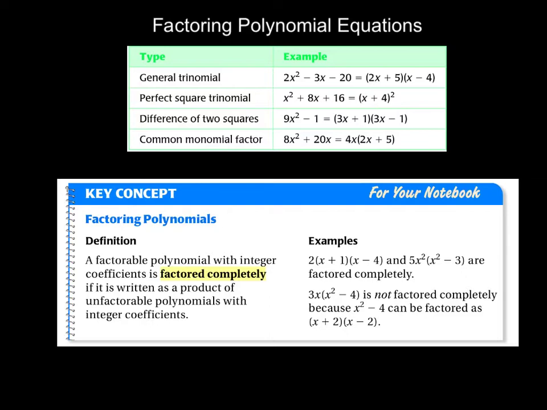So an example of something that is not factored completely would be 3x times x squared minus 4. We can factor x squared minus 4 down to x plus 2, x minus 2, and that is an example of a difference of two squares, x squared minus 4, which we saw right up here.